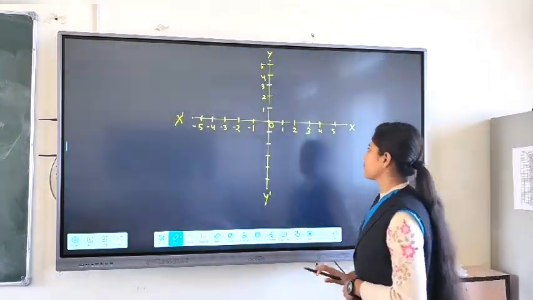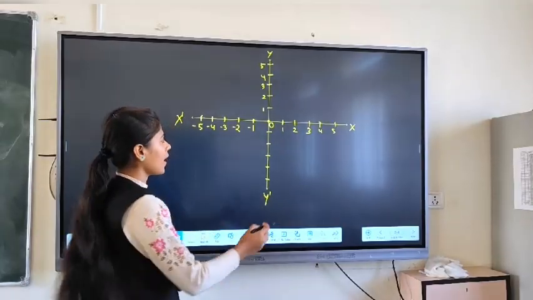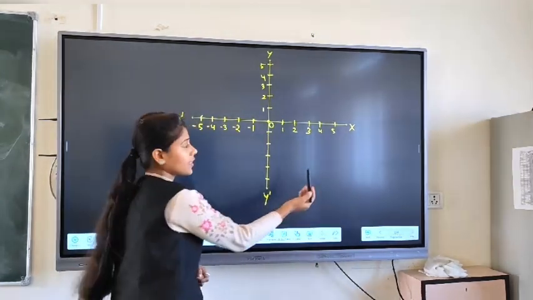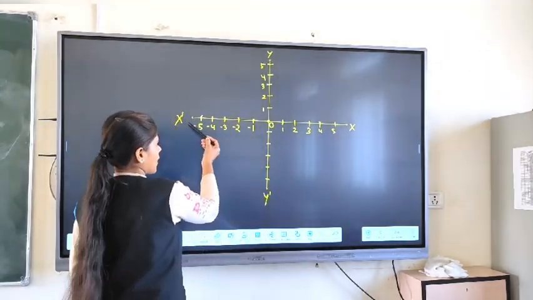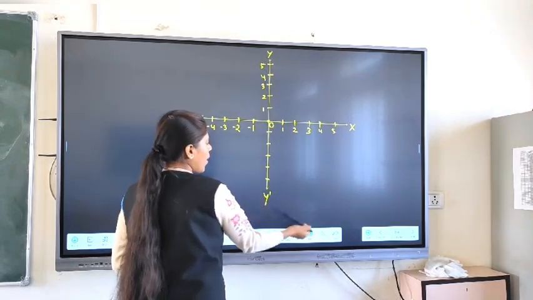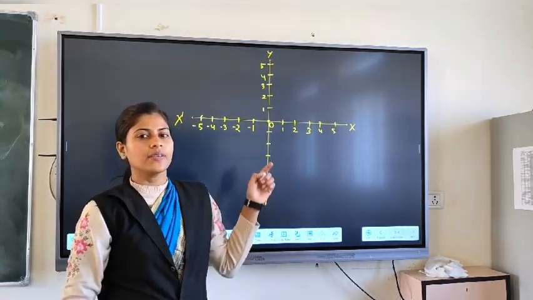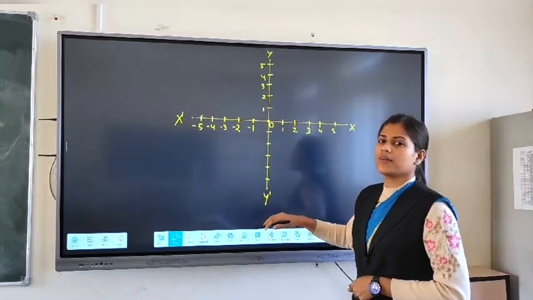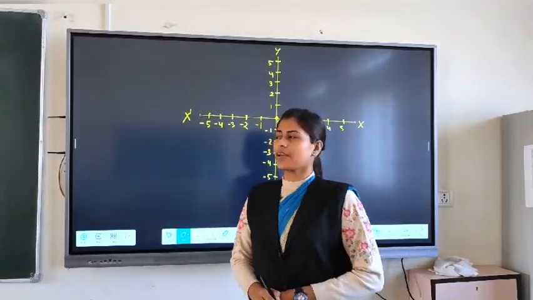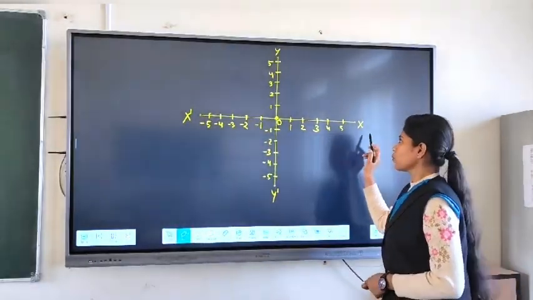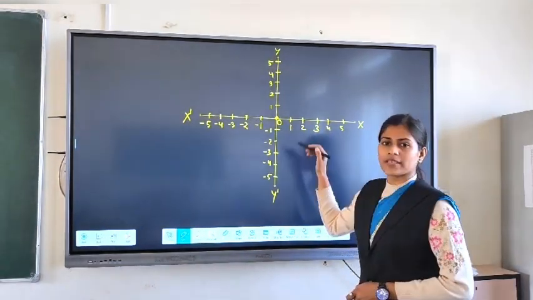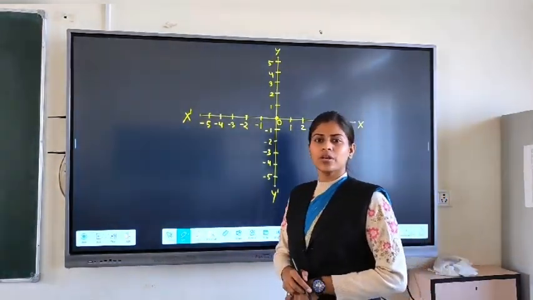Look at this figure. We have seen x, O, x dash, y, O, y dash. They divide the Cartesian plane into four parts. Now let's see the abscissa and ordinate. Here we have two axes, x-axis and y-axis. These two axes are mutually perpendicular to each other.